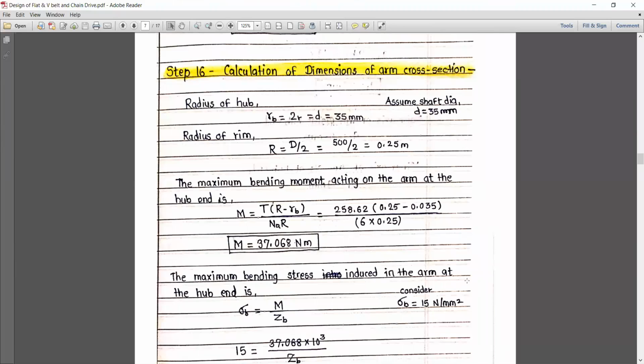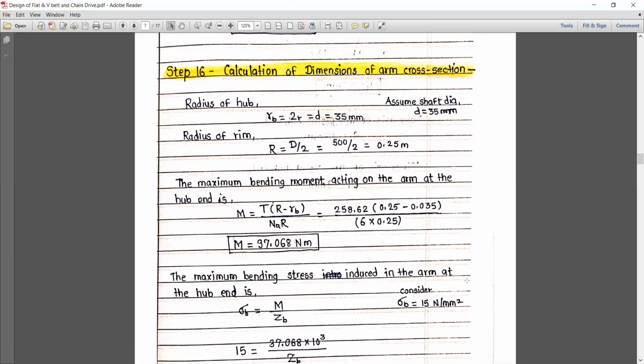Next one, calculating the dimensions of the arm cross section. As we know, we have selected the elliptical type of cross section. The radius of hub RB is equal to D by 2, where D is 35 mm, which we have assumed as the diameter of shaft. Radius of rim capital R is equal to D by 2, that is 500 divided by 2, which is 250 mm, or 0.25 meter.